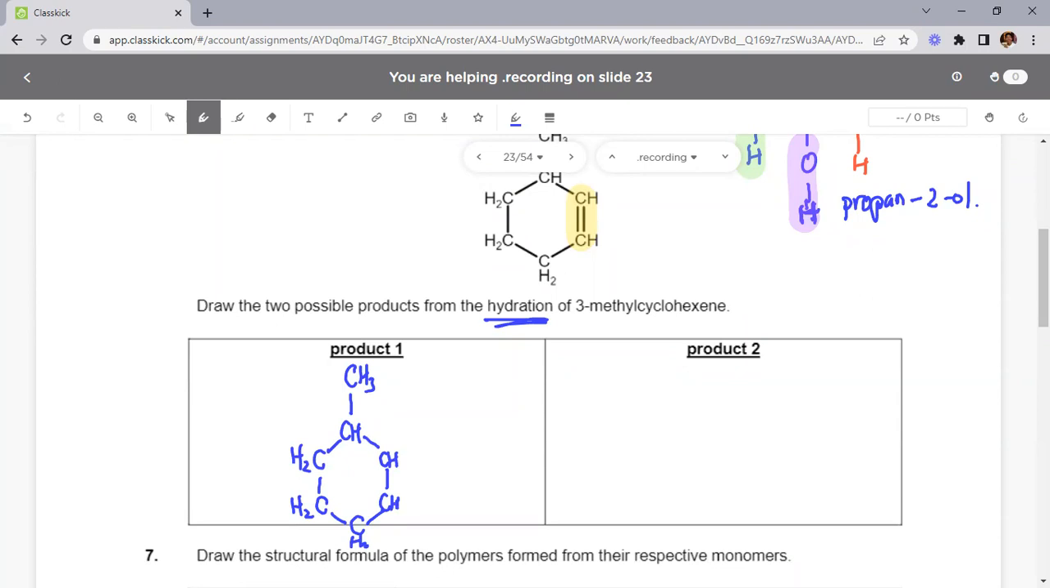Now, you know, one of them is going to be an OH, the other one is going to be H. So I'm going to attach the OH to the top. I'm going to attach the H to the bottom. Okay, so this is the first possible product.